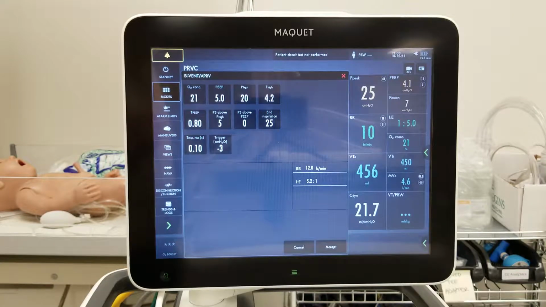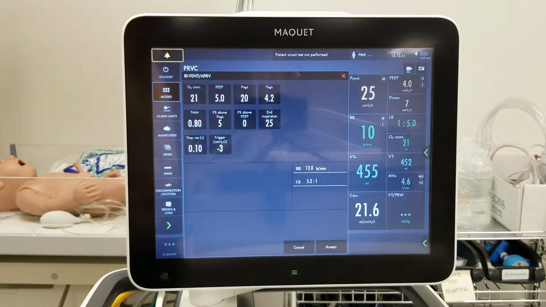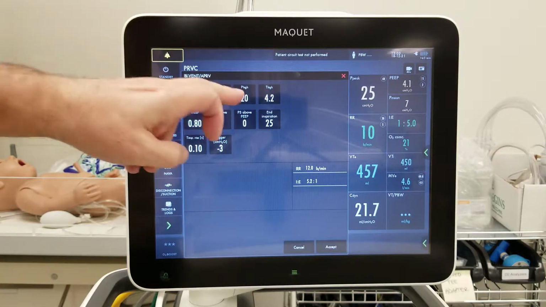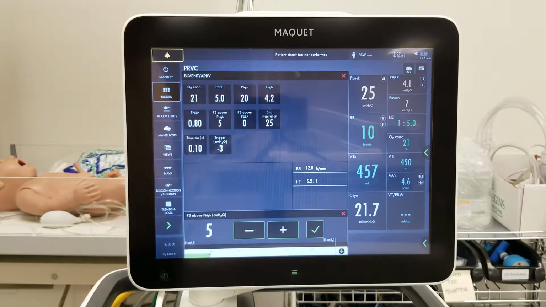Instead of setting a pressure above PEEP, we actually set the PIP. So we may get overshoot from 20, but we're saying we want a high pressure of 20 on a low pressure of 5. So we've got 2 levels of pressure. The delta P is 15, right? 20 minus 5 is 15. So that's our delta P now.